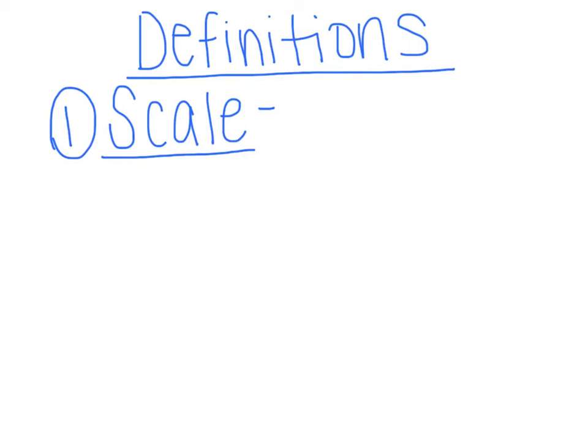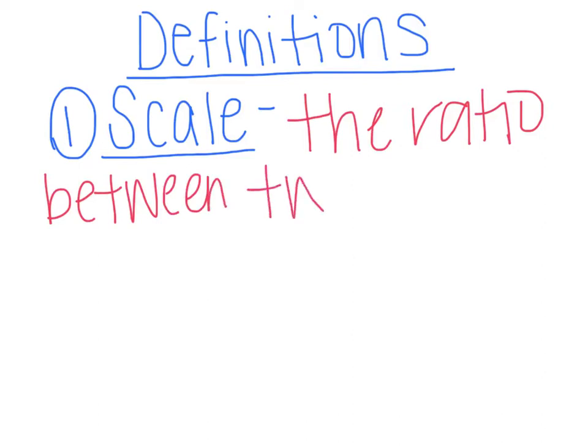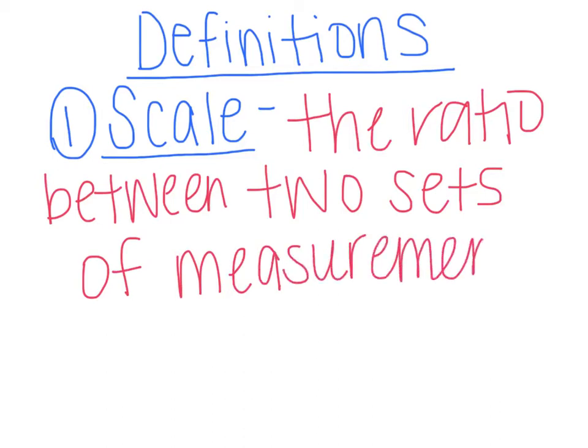The definition of scale is the ratio between two sets of measurements. So scale is the ratio between two sets of measurements.